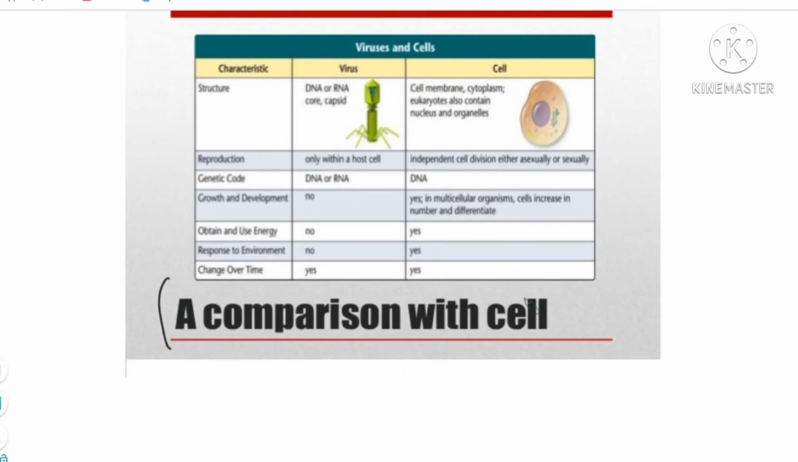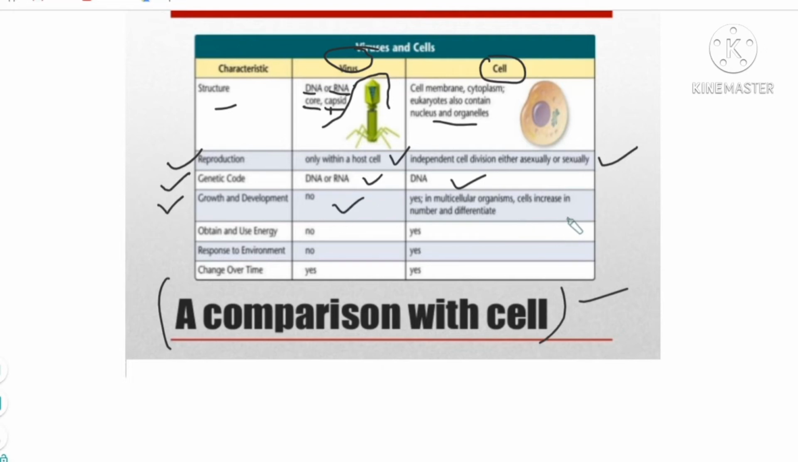Here are some comparisons of the viruses with a common cell. The first character is structure. See here the structure of a virus and a common cell. The virus consists of DNA or RNA core and a capsid, that's a protection layer. But here, the cell has cell membrane, cytoplasm, and eukaryotic cells also contain a nucleus and organelles, etc. Reproduction only within the host cell, as I already told you. Independent cell division is there in the cell. Genetic code is DNA or RNA in virus, but here it is mostly DNA. Growth and development: for virus no, for cell absolutely yes. Obtain and use energy: for virus no, because they are dependent upon the host.